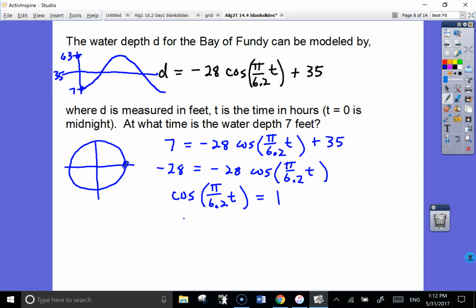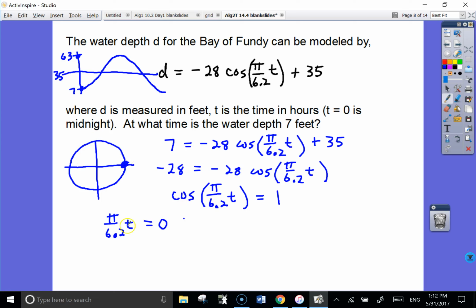It's 0, right here, right? That is the place where cosine equals 1. But now because we don't actually have just a variable inside, you've got this pi over 6.2 times t, you have to set that whole thing equal to 0. So I'm going to say pi over 6.2 t equals 0. But what if I also said, well, it could also be 2 pi.